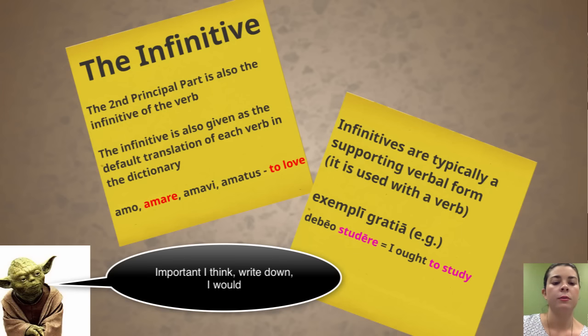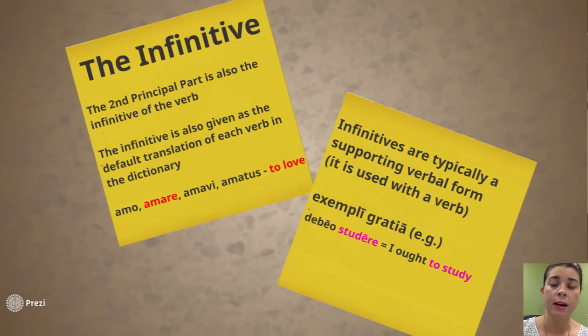So when you look at amo, amare, amavi, amatus, to love, amare literally means to love by itself when we don't take anything off. So that's what an infinitive is. It's to verb. And we use these a lot in English, like I like to run, I want to eat. Infinitives are typically a supporting verbal form. That means it's just used with a verb. So for example, debeo studere, I ought to study.